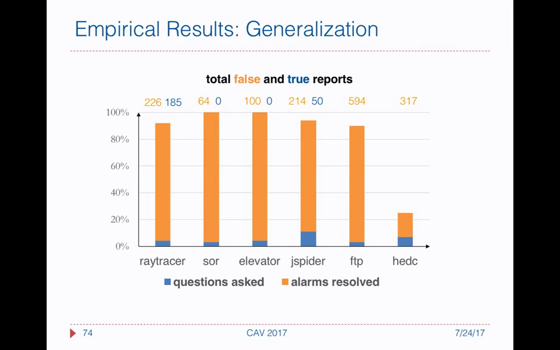Now, you might wonder, why are we not resolving 100% of the false alarms? Well, that is because at some point, the expected payoff becomes less than the payoff of just inspecting each alarm. There's only so much generalization and correlation and dependencies between these bug reports. Okay?